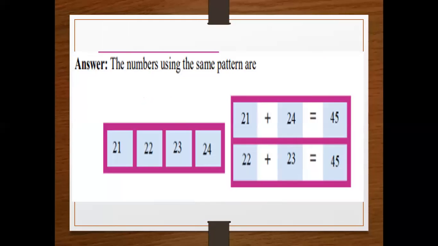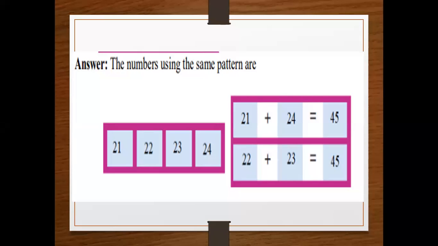If the numbers are 21, 22, 23, 24, then write these two patterns. What are the patterns? First and last, like this you have to group. 21 plus 24 is equal to 45. 22 plus 23 is equal to 45.